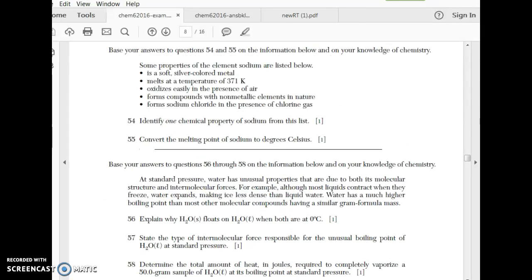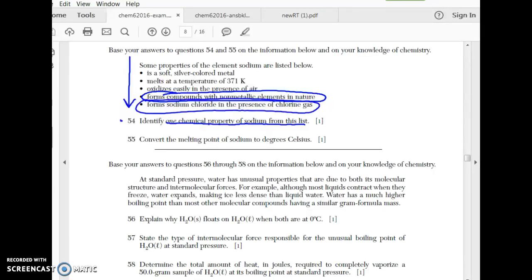54, 55, they give you a list that we're going to have to refer to as we ponder the questions. Identify one chemical property of sodium from this list. Well, the only ones are: forms compounds with non-metallic elements in nature. That's one. And the other is forms sodium chloride in the presence of chlorine gas. You can say either one for number 54, reading backwards, I must be tired.